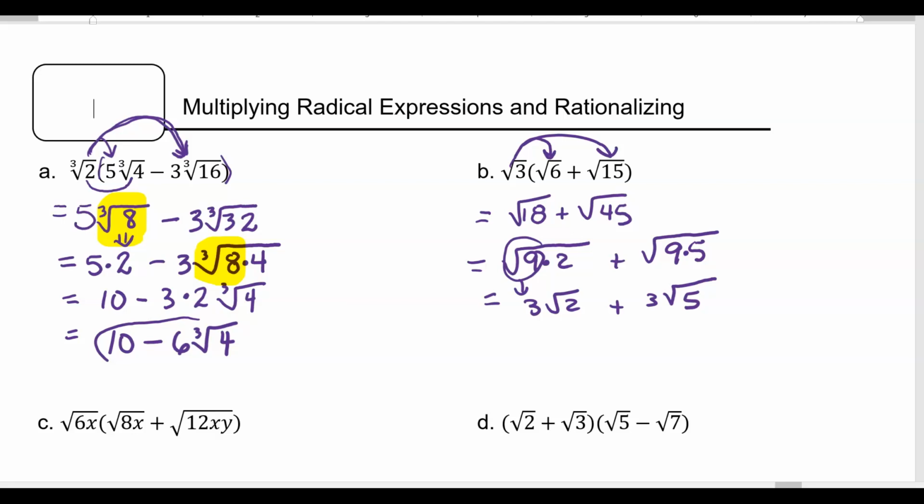Now the question is, can we add these two radicals together? No, again, we cannot add unless we have the same radicand, and we do not. They are different. Therefore, this is your final answer. Moving on to the next, let's move to C.